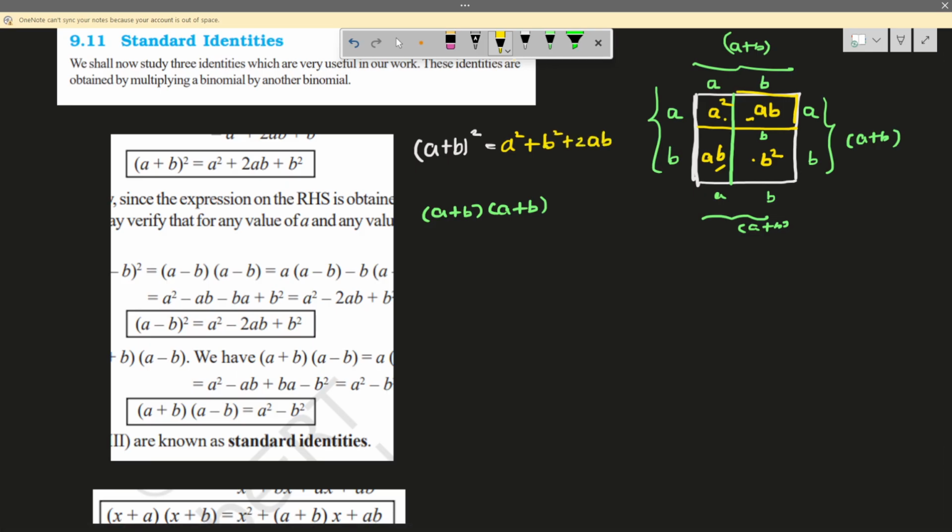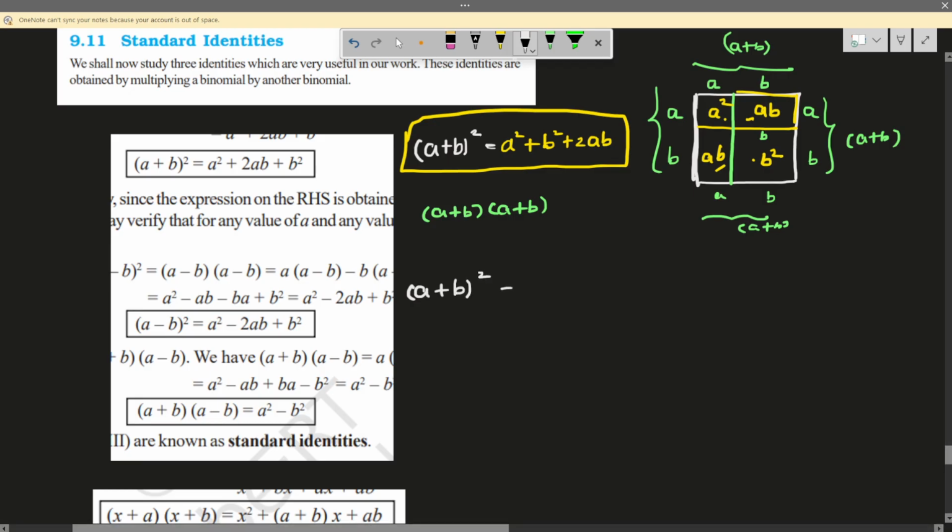But you don't need to remember all these things. You can simply remember this expansion formula: a plus b whole square is equal to a square plus b square plus 2ab. Like that, we have a few identities which you must remember for a lifetime. A plus b whole square is equal to a square plus 2ab plus b square, and a minus b whole square, which is very important to remember, is a square minus 2ab plus b square.